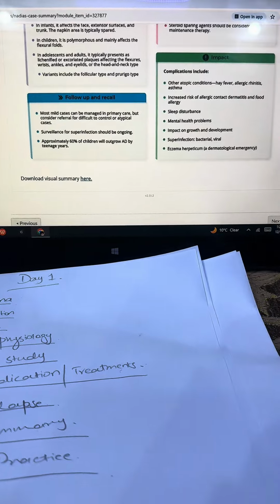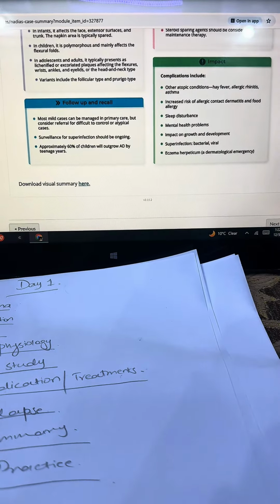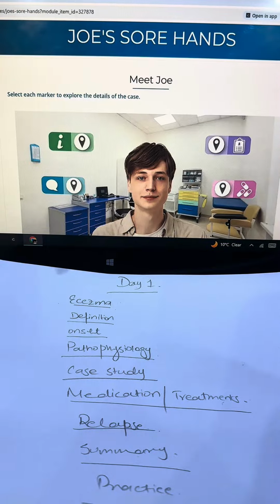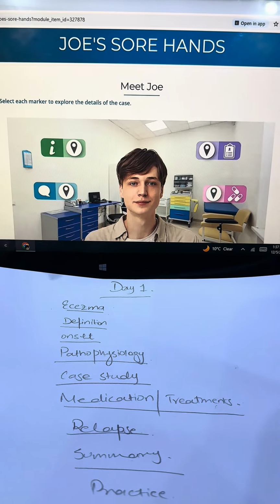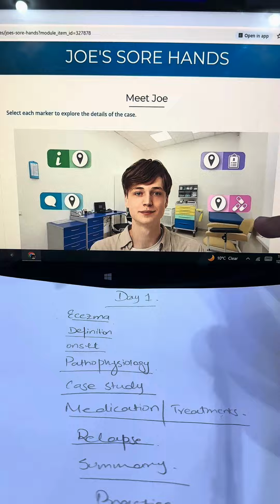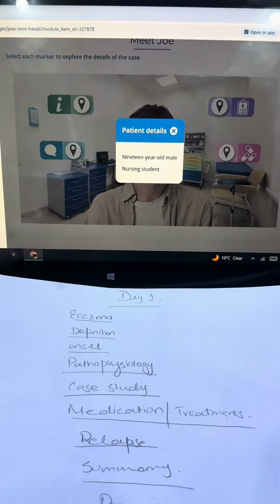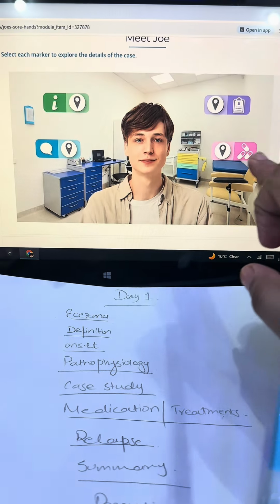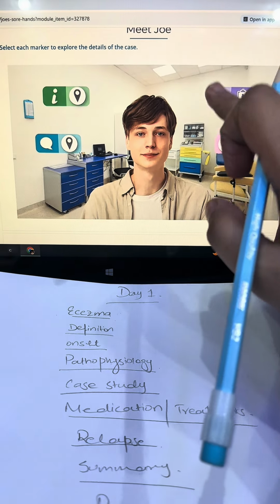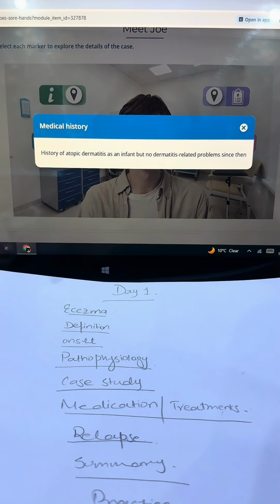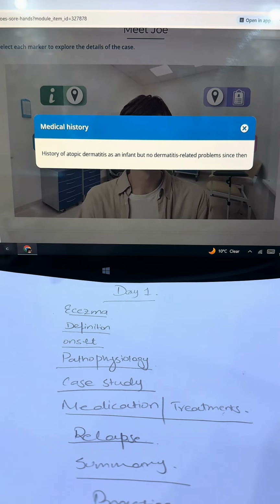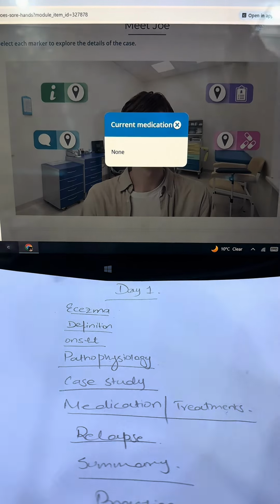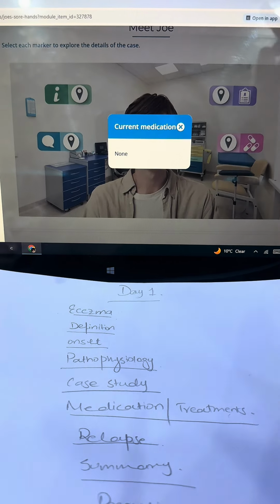Okay, the session is pretty good in the Nadia case discussion. Moving forward, our next case is Joey. He's a 19-year-old male, a nursing student. History of atopic dermatitis as an infant, but no dermatitis-related problem since then. Okay, pretty good. Current medication: none.